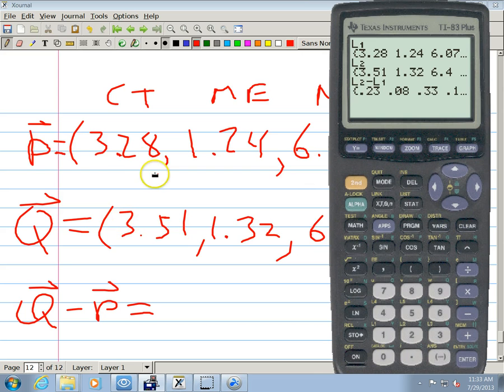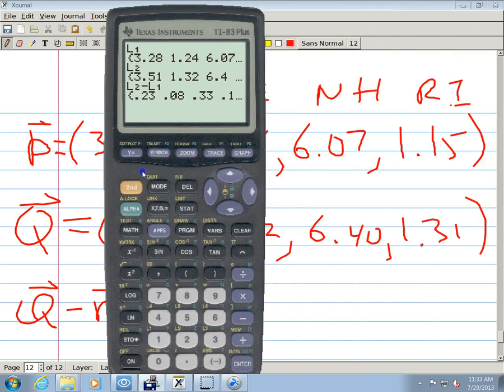Is that what you would expect? Is 3.51 minus 3.28 0.23? Yep. Is 1.32 minus 1.24 0.08? Yep. Is 6.40 minus 6.24 0.16? Yep. And I can just write arrow to get, is this 16? Yeah, there you go. Good, perfect.